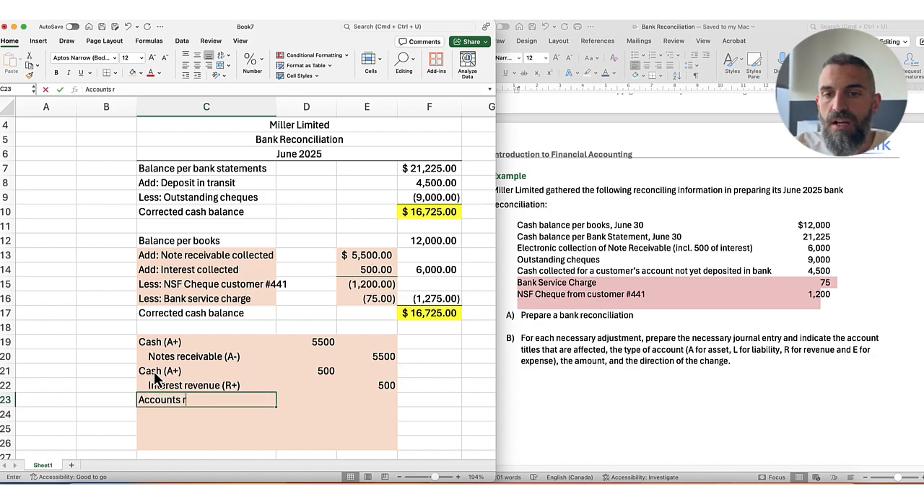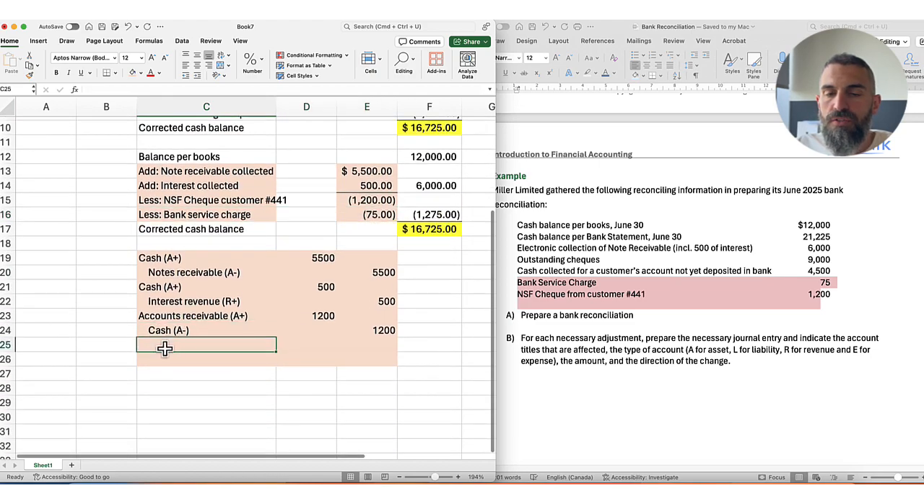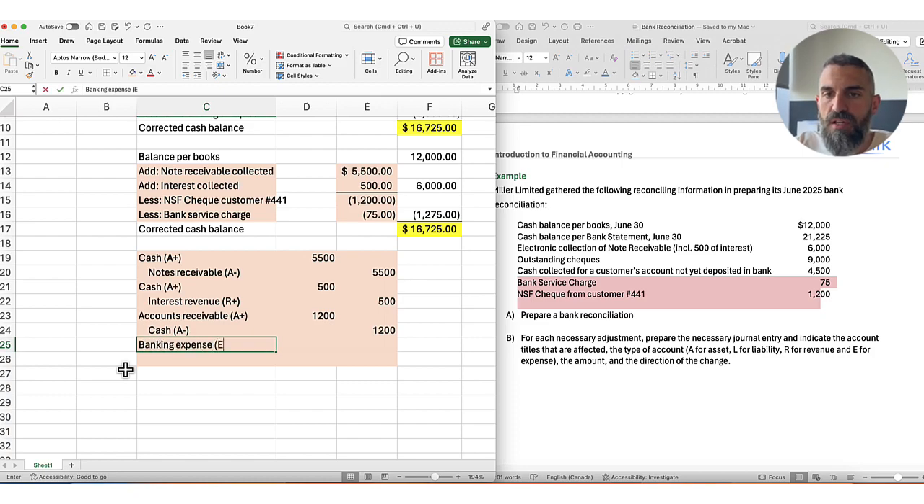So I'm going to debit accounts receivable here, which is an asset that's increasing by $1,200, and I'm crediting cash because this was a reduction or deduction. Look, these two are both going to be credits to cash because we're losing the cash. These two were both additions to cash because we gained the cash here. Finally, the bank service charge. I would just call this a regular expense. So you can call it a banking expense or something, for $75, and we are losing cash for $75.